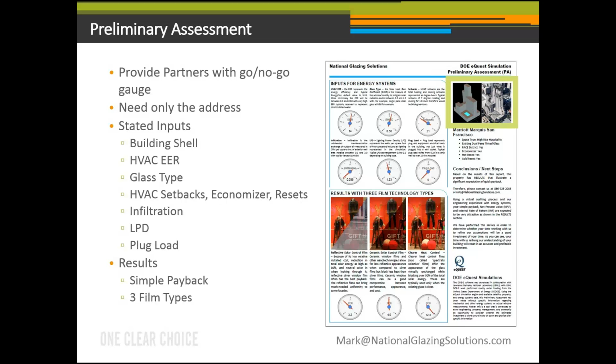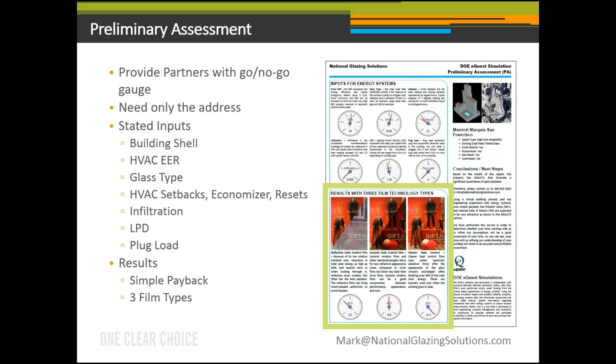The inputs for the preliminary assessment include, as illustrated before, first, a building shell that is significantly similar to the real building shell. We have to start there. In addition, we're going to report to you our simulation inputs, our assumptions for HVAC efficiency, glass types, setbacks, economizers, other HVAC control schemes, as well as infiltration and lighting power density and plug load. To be sure, we're going to be estimating these values based on our experience and what we can see from outside the building. However, including the inputs in the PA report helps you and your customer evaluate the inputs and the assumptions that we've made.